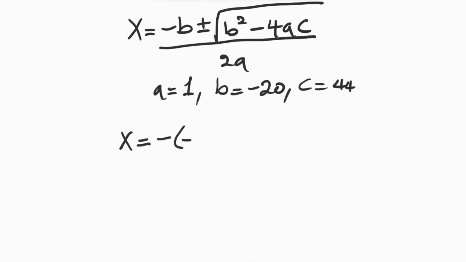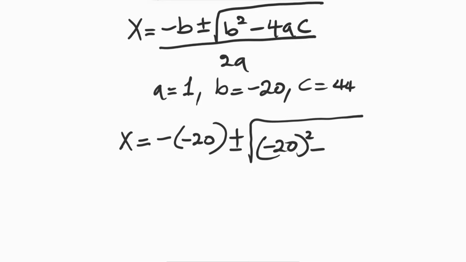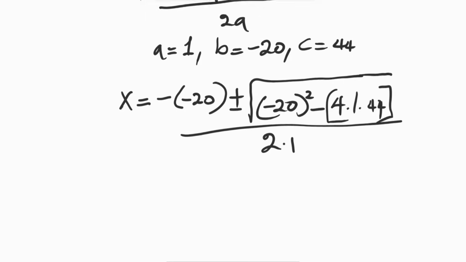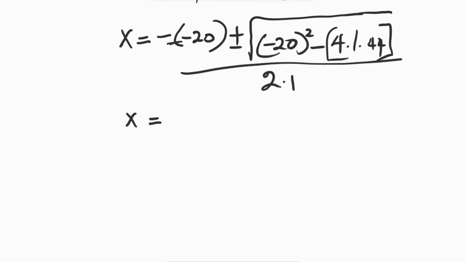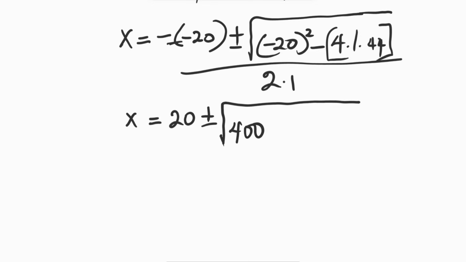So now let's plug in these values into the quadratic formula. We have minus into minus 20 because b is minus 20, plus or minus square root of minus 20 squared minus 4ac, divided by 2a. Now x is equal to minus times minus here will give us positive 20, plus or minus square root of minus 20 squared will give us positive 400 minus 4 times 1 is 4 times 44, which gives 176.